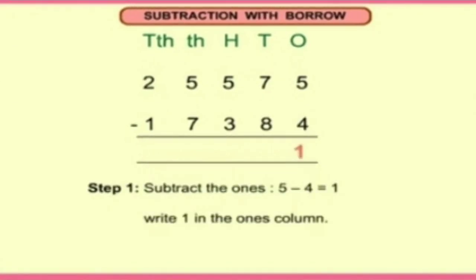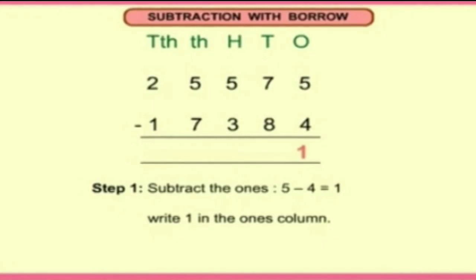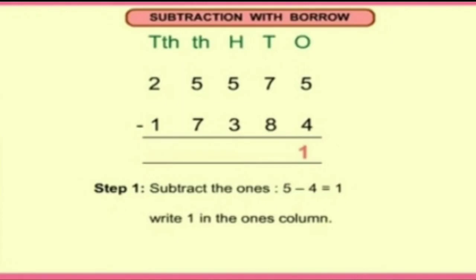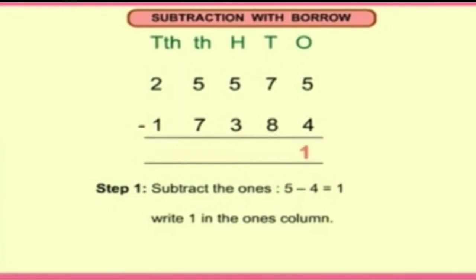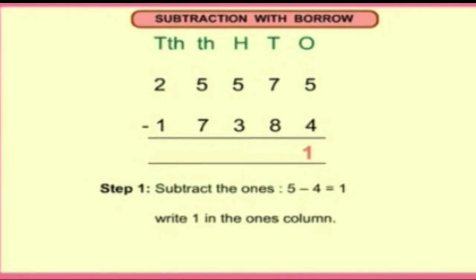In step 1, the subtrahend digit is 4, whereas the minuend digit is 5. So it can be subtracted without regrouping, that is 5 minus 4 is equal to 1, and we write it in the ones column. But when we move on to the tens column, we find that the digit written in the minuend is smaller, that is 7. However, the digit written in the subtrahend is greater, that is 8. So we cannot subtract 8 from 7.